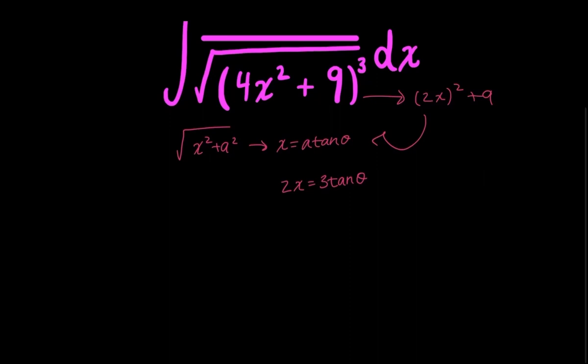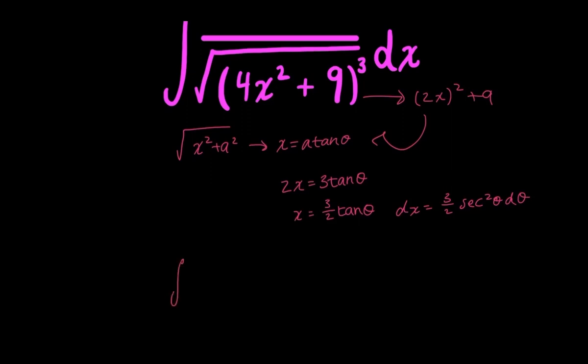To isolate x, I'm just going to divide by 2 on both sides, so that x is equal to 3/2 tan theta. Now I could find dx, and dx is equal to just the derivative of that, so 3/2 secant squared theta d theta. Now that I have all my definitions, I could start plugging everything into my integral.